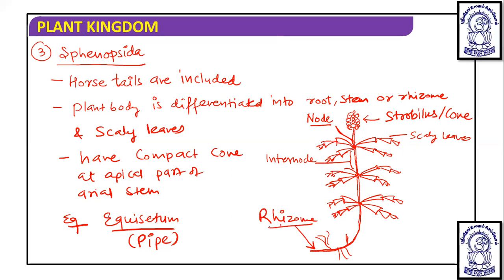So this is the structure of this particular equisetum, and in equisetum one of the important features is that silica is present in the epidermis of this plant. In this equisetum or horsetail of Sphenopsida, we will find the presence of silica in the epidermis of this plant.